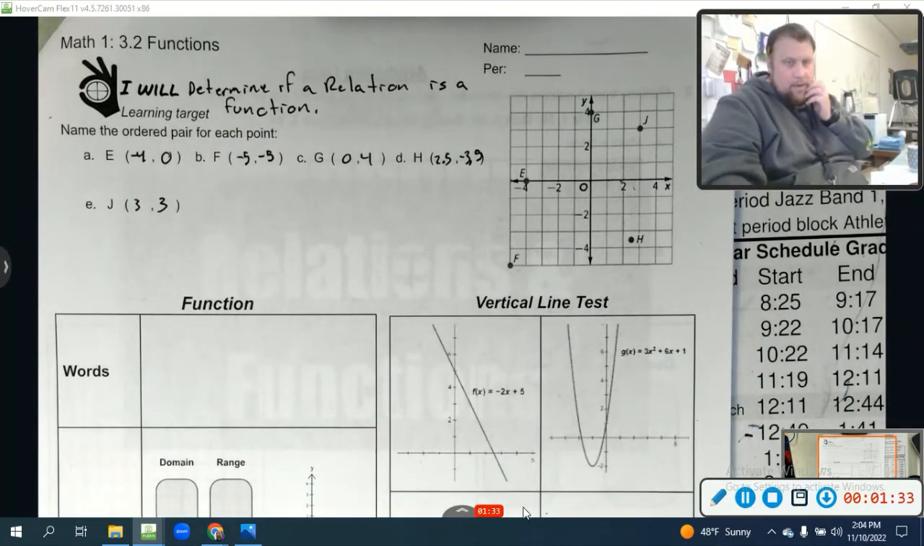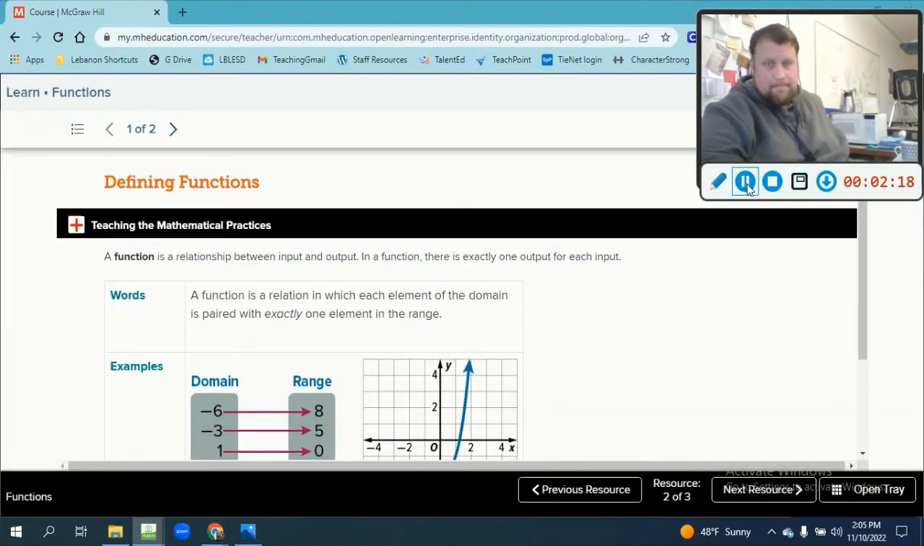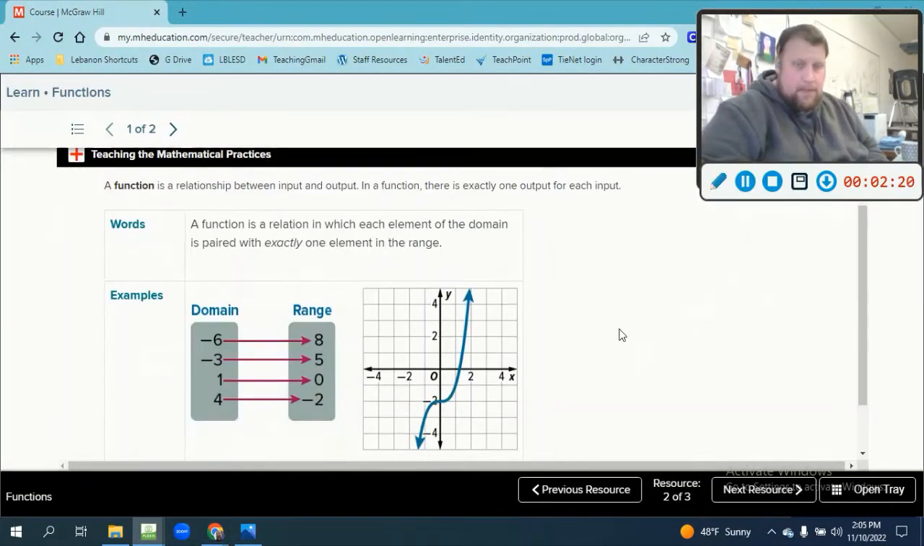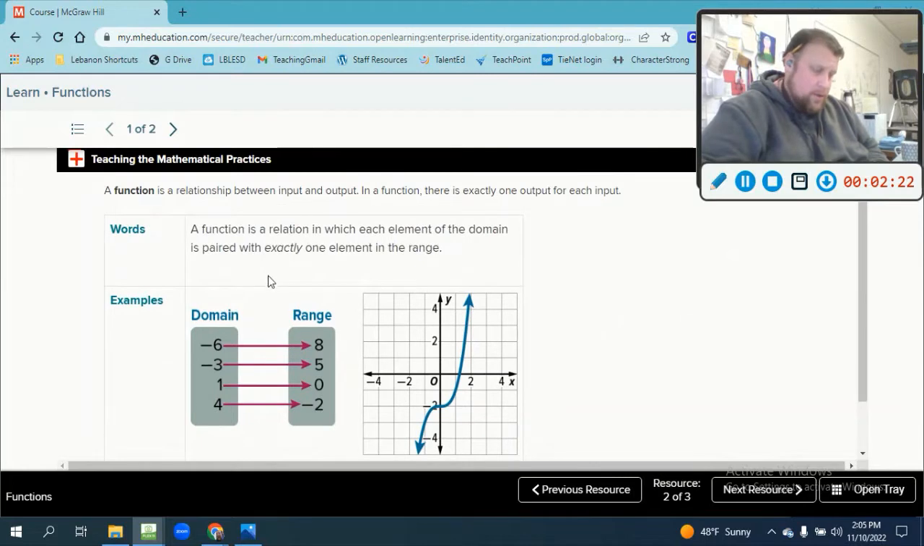All right, let's go ahead and go to some slides. Okay, so take a minute, write down the words and the examples. So what does it say? A function is a relation in which each element of the domain is paired with exactly one element of the range.